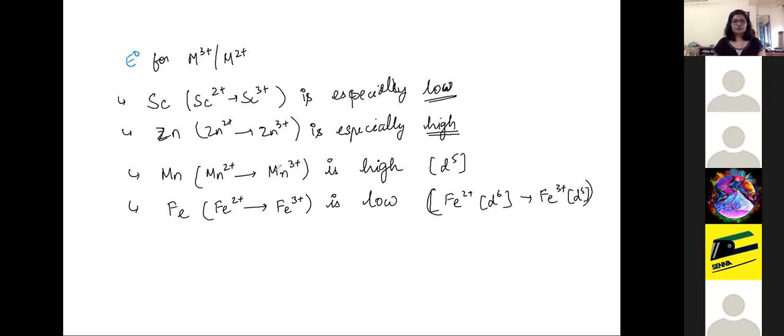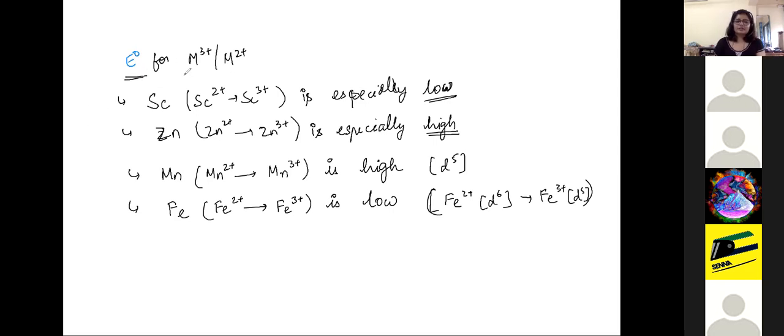So the electrode potential basically decides what the chemical nature of a particular element or ionic species is going to be, which is why we didn't study this for S or P block elements, but for D block elements, this becomes very important.